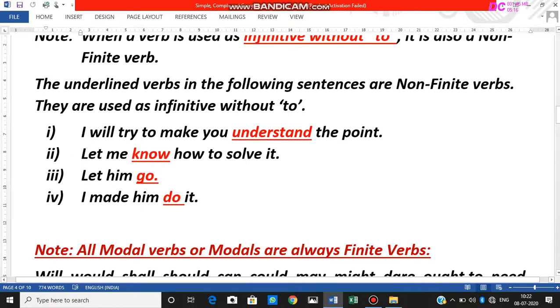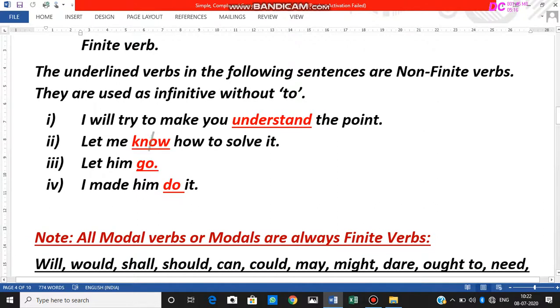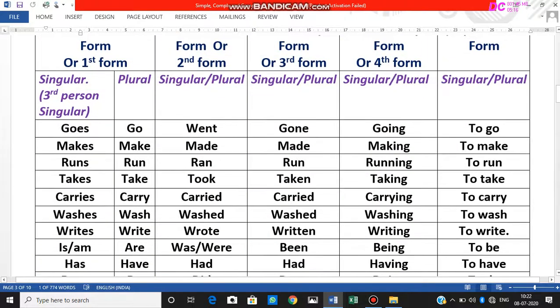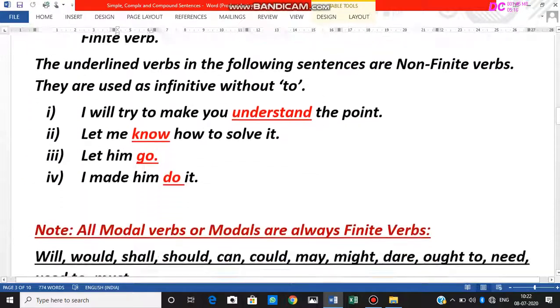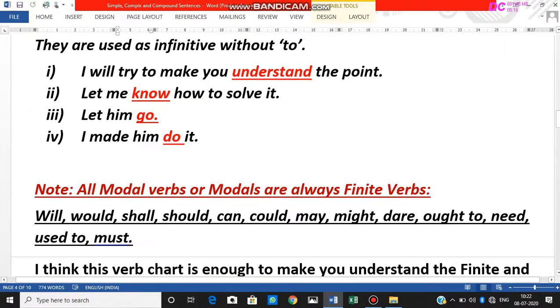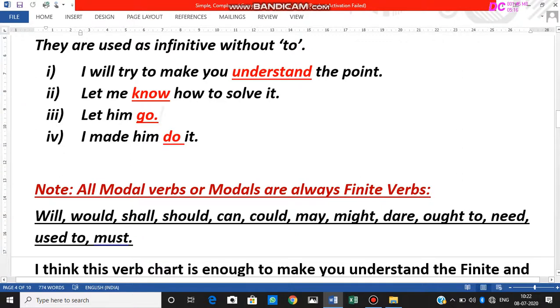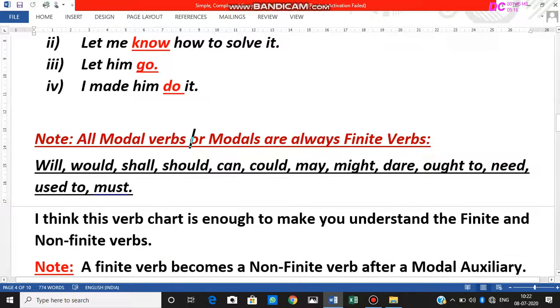In the same way, after let, when we use a verb, it also, though a finite verb, becomes non-finite. Let me know, let him go. Go, the first form we saw just now, is a finite verb, but when it is used after let or make, it becomes a non-finite verb. I made him do it. This do is also used in the same way, so it is also a non-finite verb, an infinitive without to.